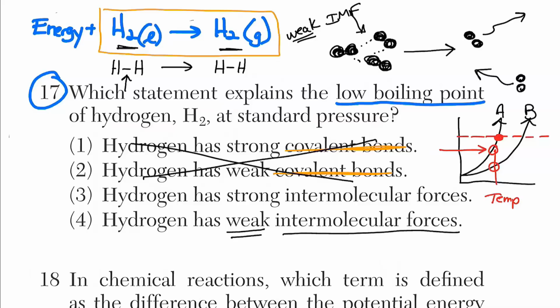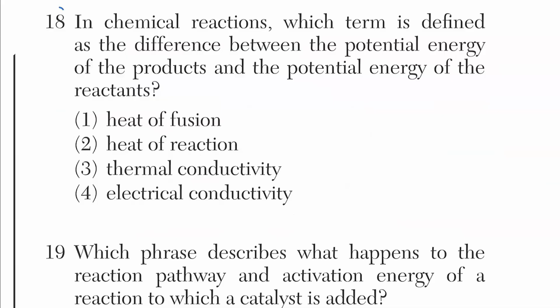Things with a lower boiling point have weaker attractive forces. That's these concepts here. So for those reasons, 17 is 4. On to number 18.